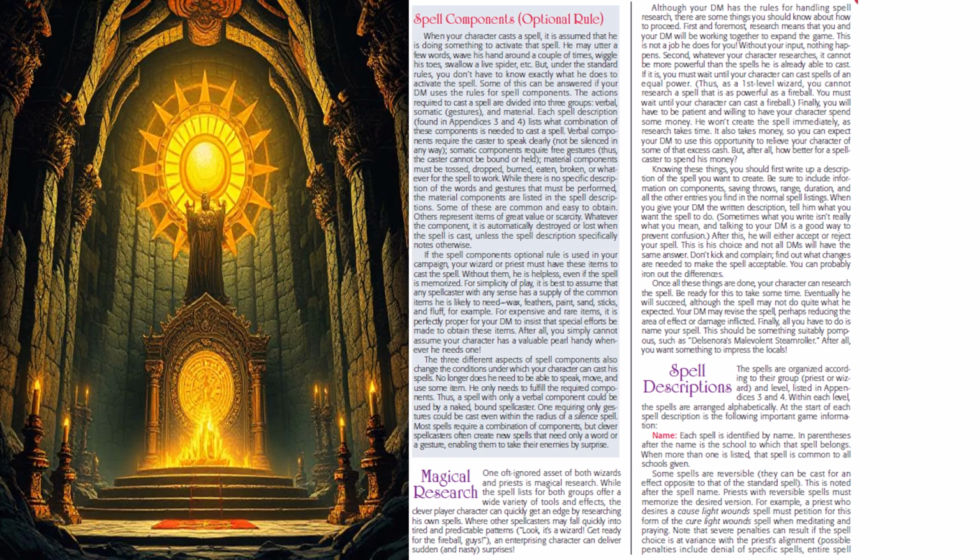Now, material components are always listed in the spell description. Some of these are very easy and common to obtain and may even be reusable. Others represent items of great value or scarcity. Whatever the component, it is almost automatically destroyed or lost when the spell is cast, unless the spell description specifically notes otherwise. The spell components optional rule is used in your campaign if you, as a player, and the rest of your group and your dungeon master agree upon this.